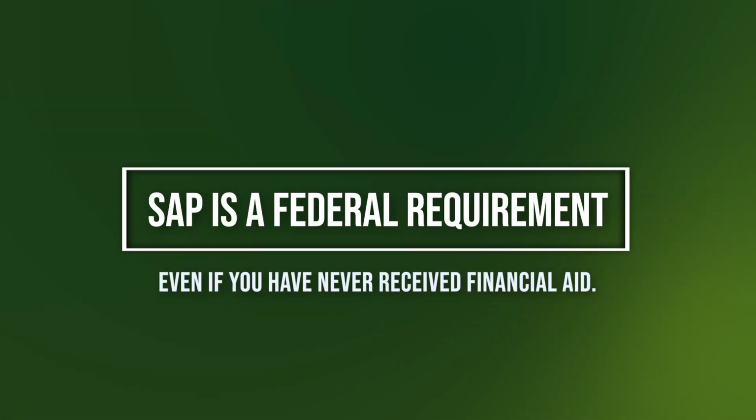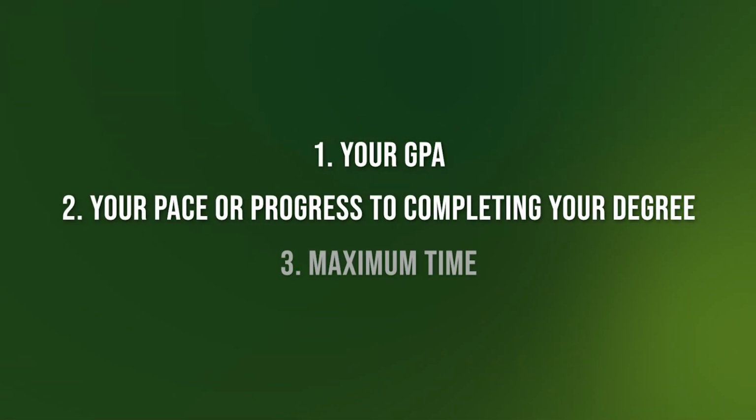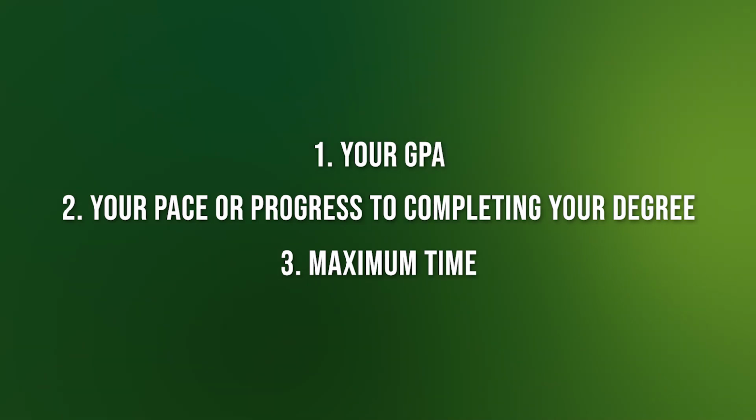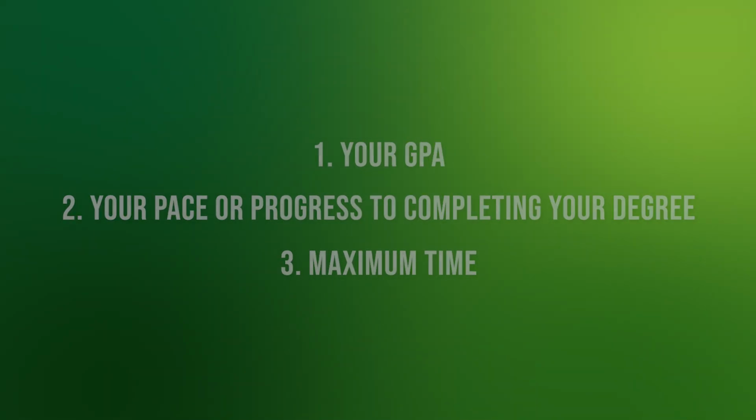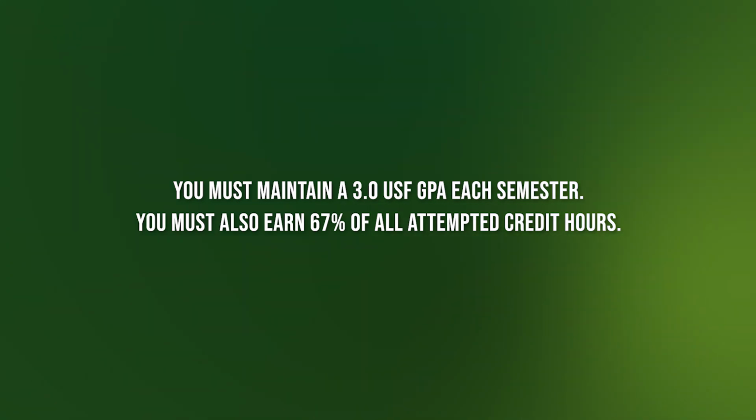Are you aware that your Satisfactory Academic Progress, or SAP status, is used to pay your financial aid? Let's review. SAP is a federal requirement for all students, even if you have never received financial aid. For graduate students, SAP has three parts: 1, your GPA, 2, your pace or progress to completing your degree, and 3, maximum time. You must maintain a 3.0 USF GPA each semester. You must also earn 67% of all attempted credit hours.